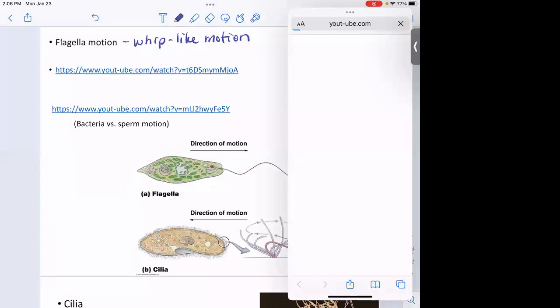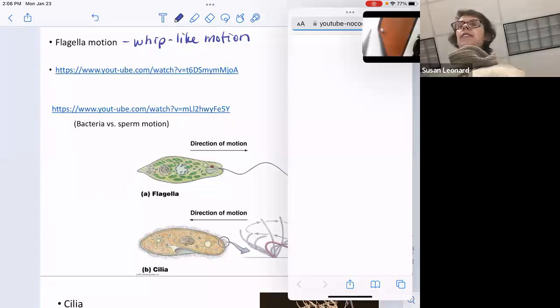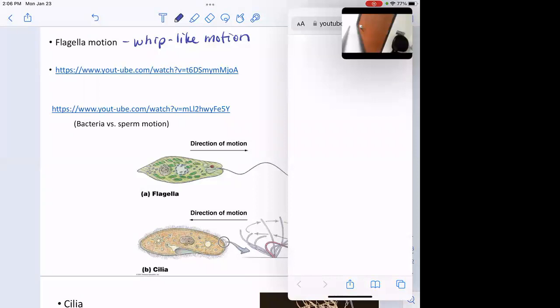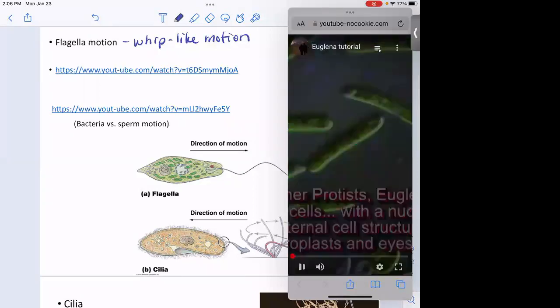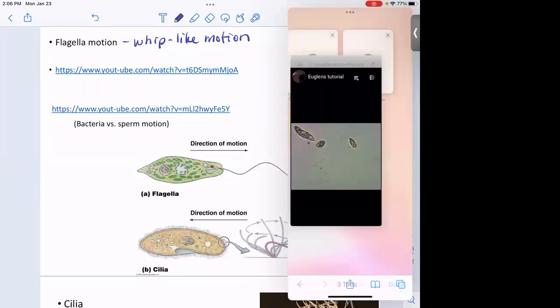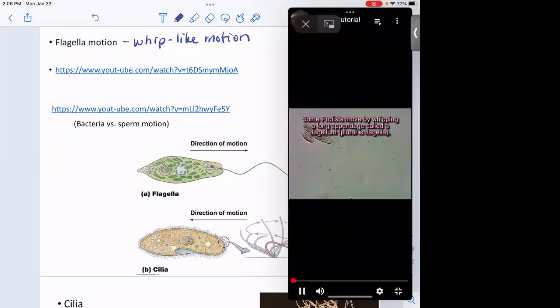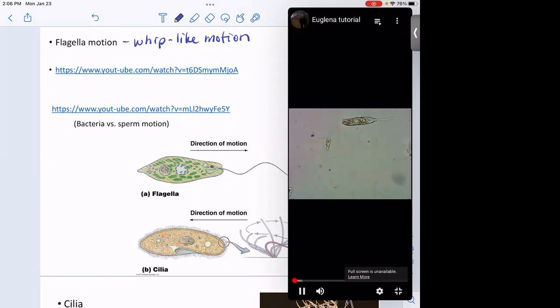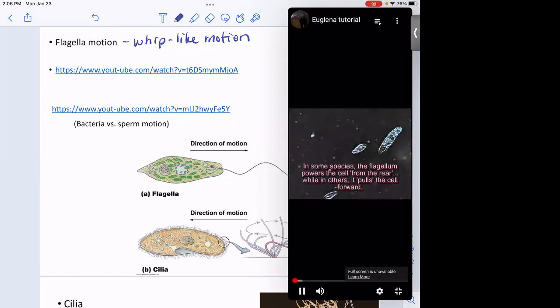Let's see if I can open this. Whoops. I don't know why I have to figure out how. Sorry about that. I don't know. My iPad keeps doing that, and I'm not sure. Oh, full screen is unavailable.